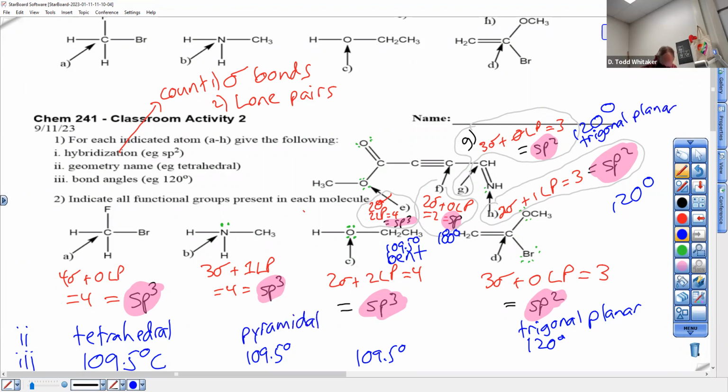When do you have pyramidal? 3 sigma, 1 lone pair on an sp3 atom. 3 sigma, 1 lone pair on an sp3 atom gives pyramidal. When do you have tetrahedral? 4 sigma, no lone pair on an sp3 atom. When do you have bent? Oh, that's not here. Oh, this is bent.